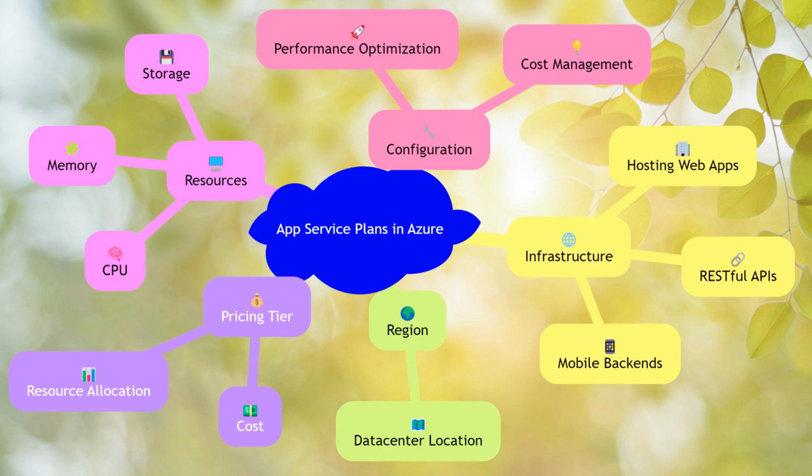App service plans in Azure provide the underlying infrastructure for hosting web apps, RESTful APIs, and mobile backends. They define the region, data center of the physical server, the pricing tier, and the amount of resources, CPU, memory, and storage allocated to your apps. Understanding how to configure and manage these plans is crucial for optimizing performance and cost.